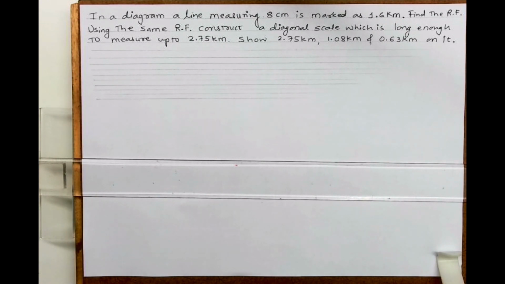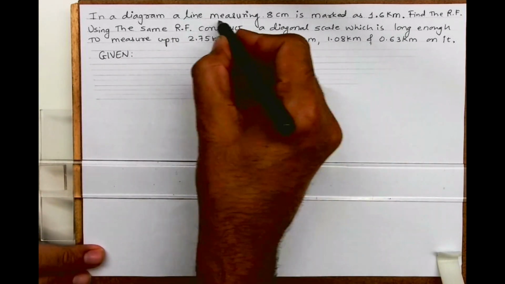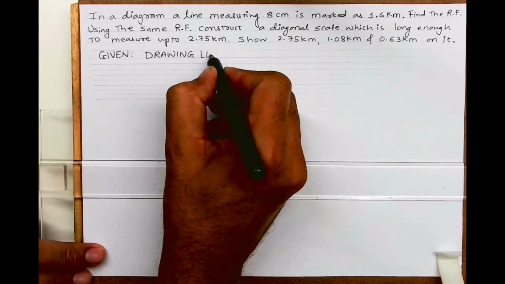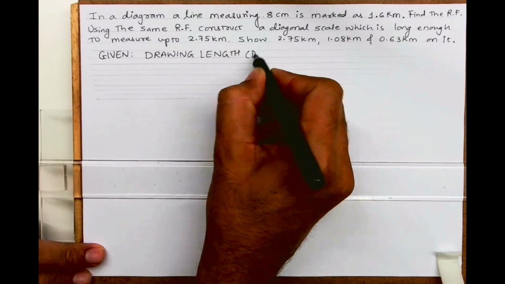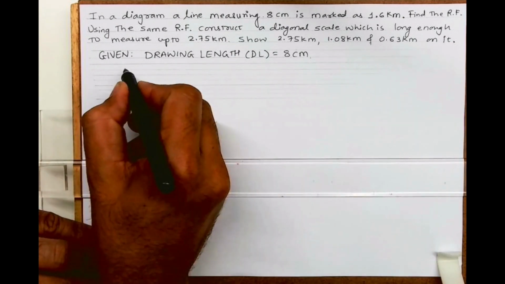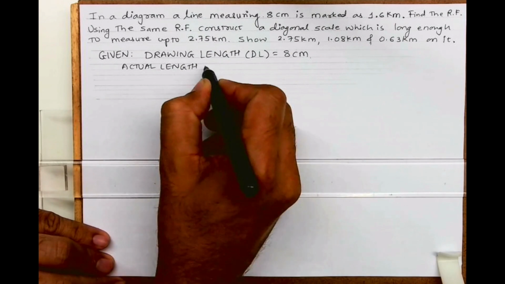So first we will draw a guideline and we'll write given data. So what is given? Drawing length 8 cm. So we'll write drawing length. And actual length is how much? 1.6 km.